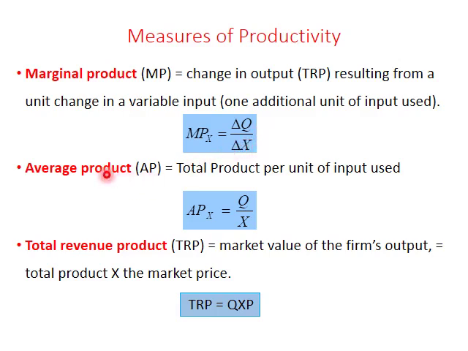And also, productivity can be measured by the average product. Average product is the total product per input used. That means total product divided by the input. Total revenue product is defined as the market value of the firm's output, and it is expressed as total product times market price. Mathematically, it is the quantity of the total product times the market price.